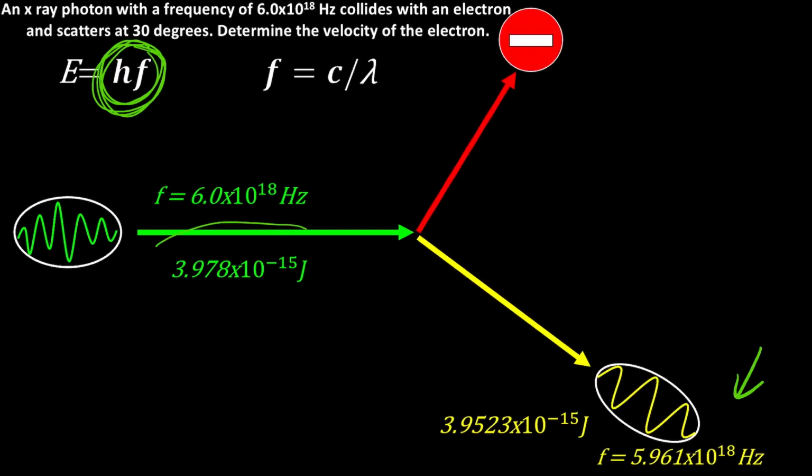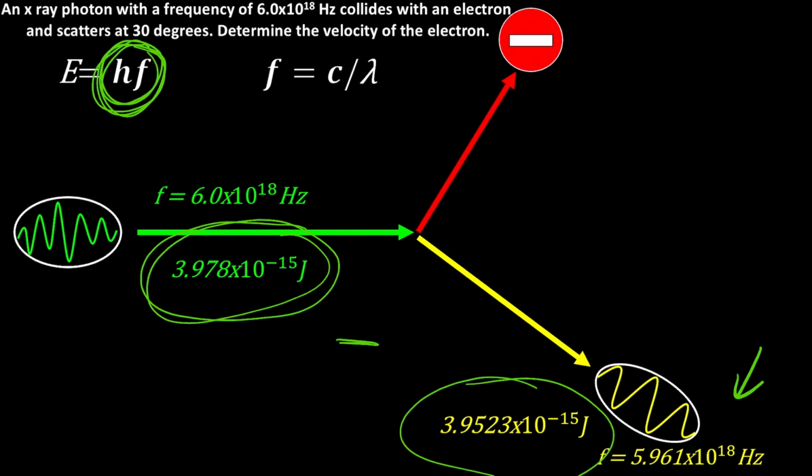Now in conservation of energy, we don't have to worry about directions because energy is a scalar. So it's nice here that we just look at starting and final energy and don't have to break up into components. So that means if I take my initial energy here and subtract my final energy, I should get the energy that is in the electron. So I subtract those and I get 2.569 times 10 to the negative 17 joules.